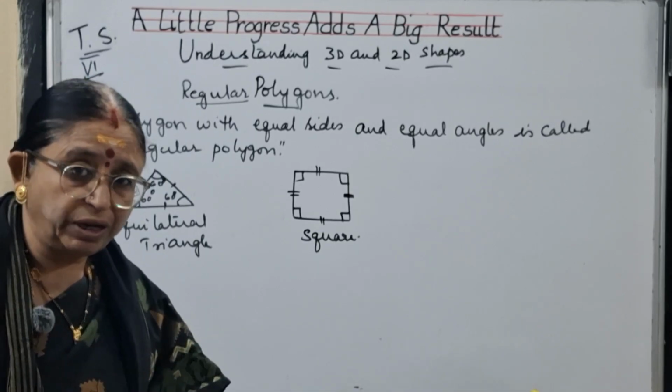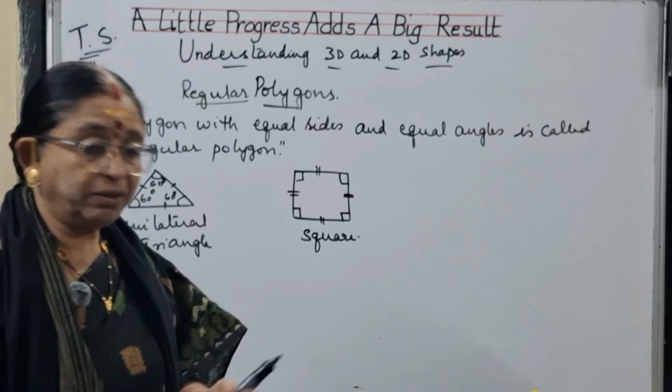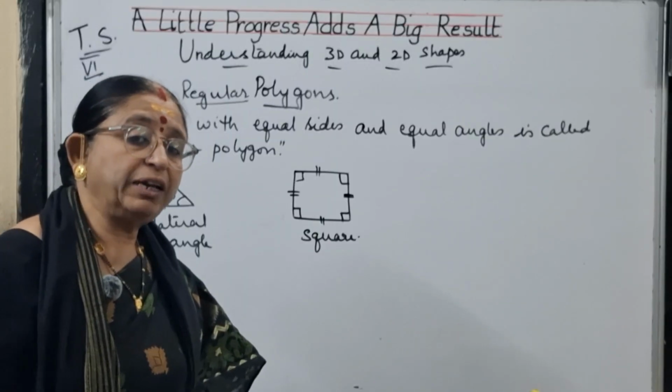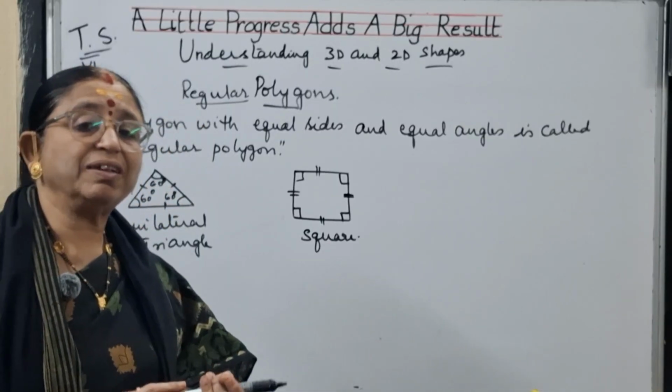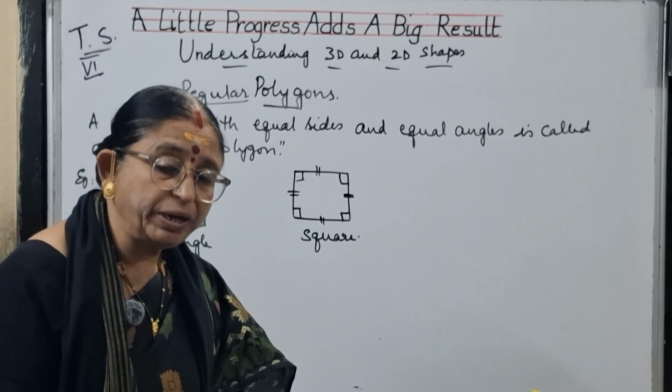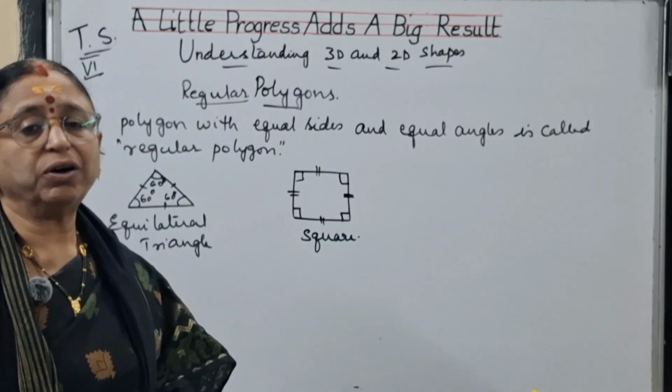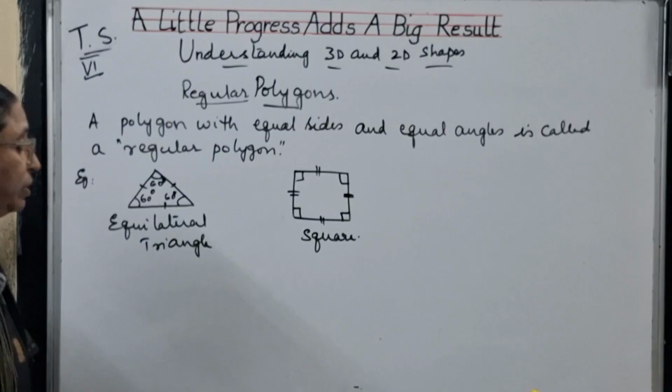Polygon means it is only a closed figure. There is no relation between the sides. There is no relation between the angles. But a regular polygon is the one which has all the sides equal and all the angles equal. Only then we call it a regular polygon. Please note it down.